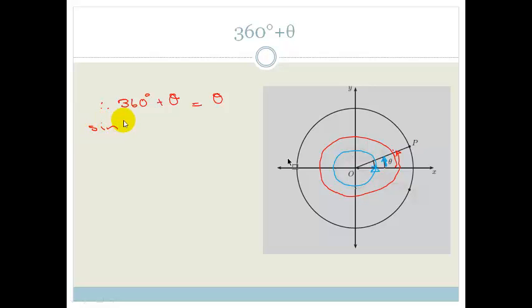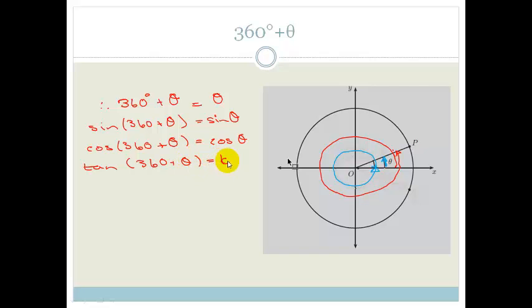So therefore sine of 360 plus theta is the same as sine of theta. Cos of 360 plus theta is equal to cos of theta, and tan of 360 degrees plus theta is just tan of theta. So that's really easy. 360 plus theta is exactly the same as theta. You're just going all the way around again. So life gets very easy when we have a 360 plus theta.